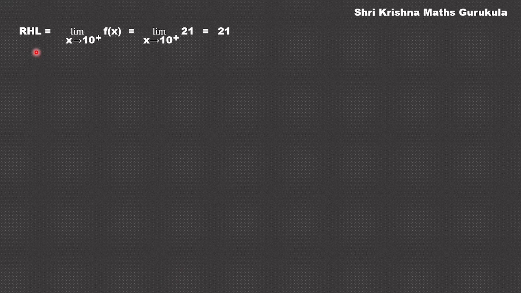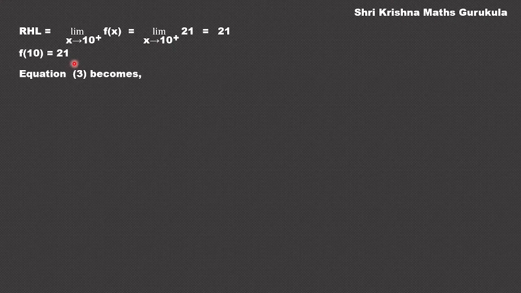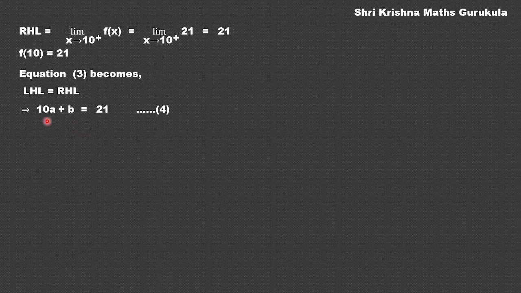Now we are evaluating RHL. Limit of f of x as x tends to 10 plus is equal to limit of 21 as x tends to 10 plus, that is equal to 21. So this is a constant function. When we say x tends to 10 plus, that is evaluation of the limit when x is greater than 10 but very close to 10. This is 21. So f of 10 is equal to 21. So f of 10 and RHL both are equal to 21. So we'll use the condition for the function to be continuous. Then we get 10a plus b equal to 21.